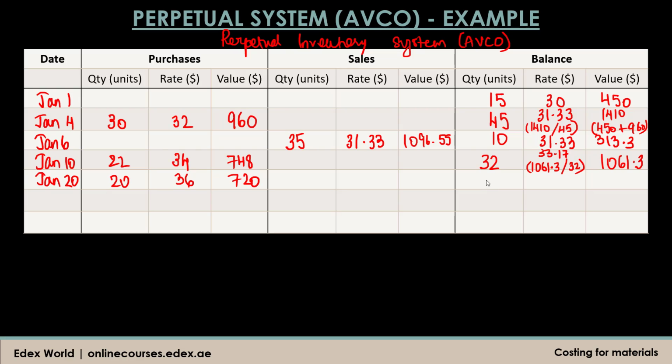So this time, how much do we have in balance? In terms of quantity, 32 plus 20, 52. And in terms of value, 1061.3 plus 720, 1781.3. Just try calculating the average rate on your own, and then you can continue and look at the number so that at least you know that you are following and you know how to calculate it. So 1781.3 divided by 52, $34.26 per unit.